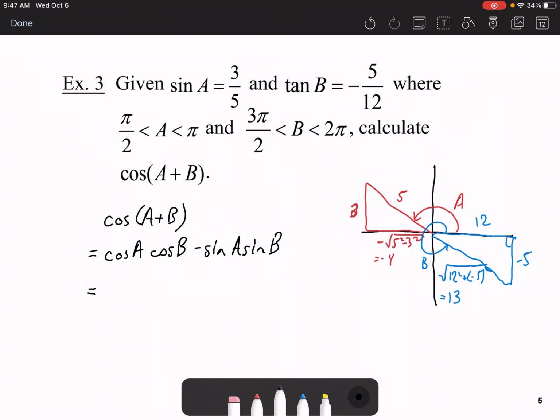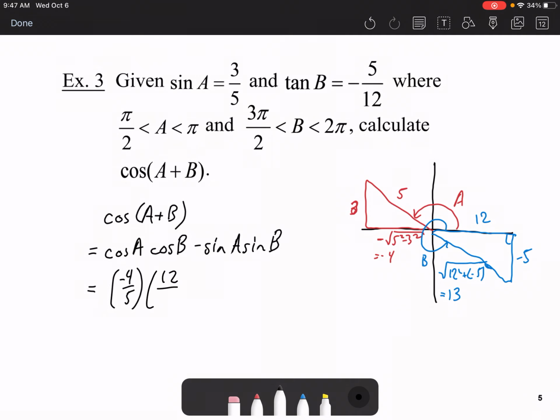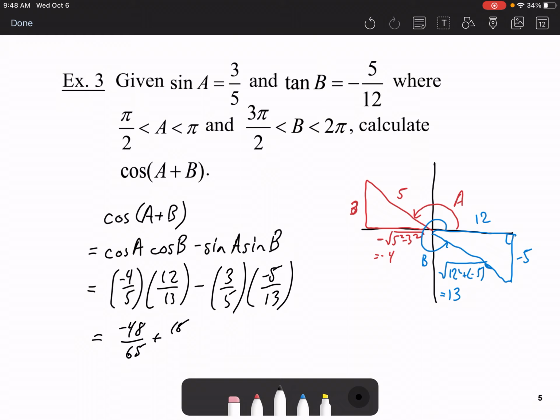Okay, so with this information given, cosine of A is adjacent over hypotenuse, which is our negative 4 over 5. Cosine of B turns out to be 12 over 13. Sine of A we already had was 3 over 5. Sine of B turns out to be negative 5 over 13. So now it's just a matter of solving this, and we get an exact value of negative 33 over 65. Whereas if we actually solve for A and B, we would get approximations and not an exact answer like such.